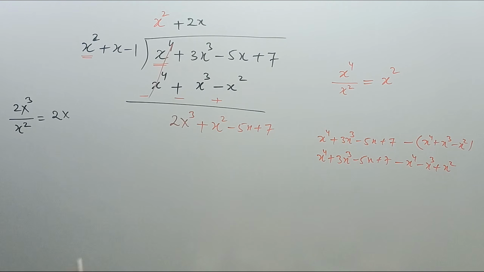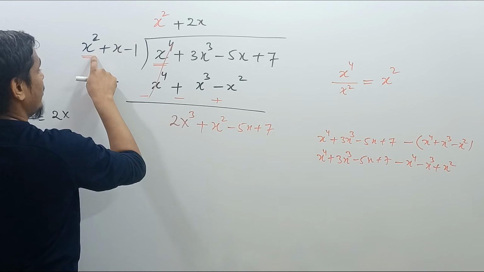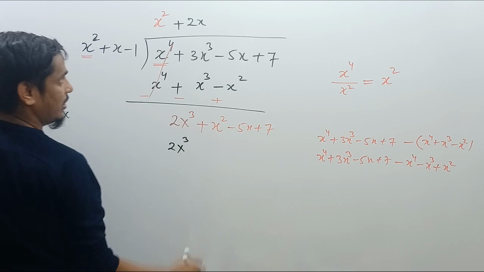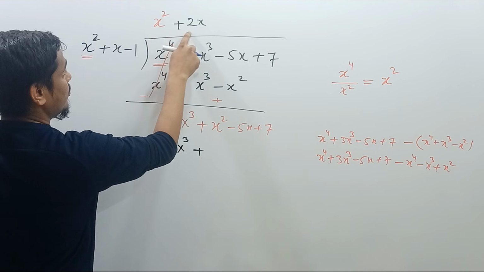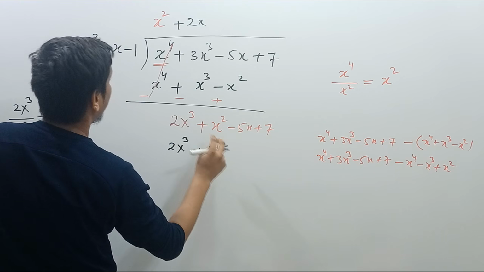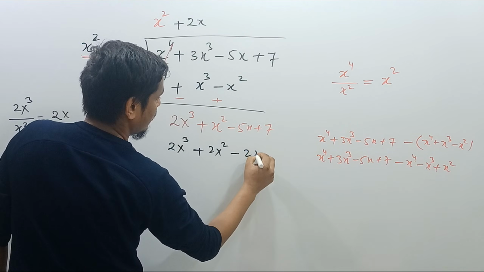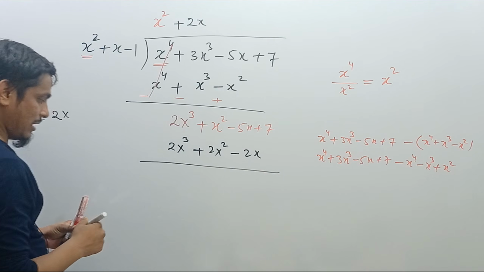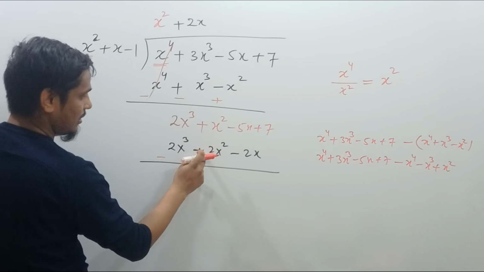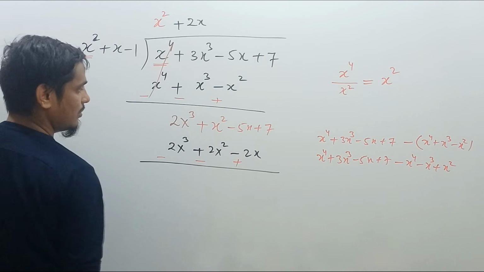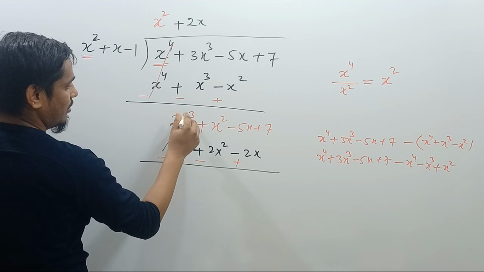Now this 2x is going to multiply with the whole divisor and we'll write it below. So 2x into x square is 2x power 3, and then plus x into 2x is 2x square, and minus 1 into 2x is minus 2x. Now change the sign of this expression. This plus 2x cube goes to minus, this plus goes to minus, minus goes to plus. And now cancel both of these. Plus 2x cube minus 2x cube got cancelled.